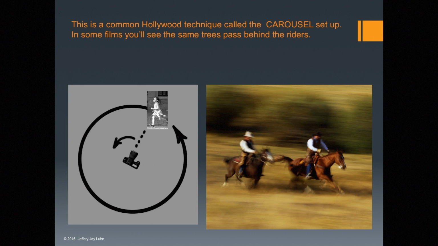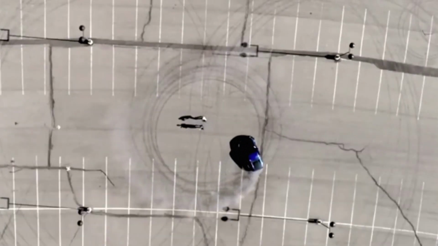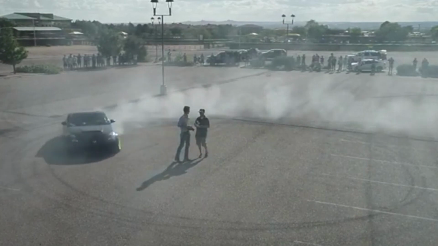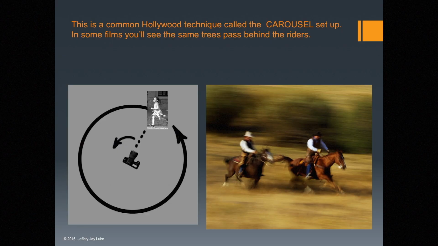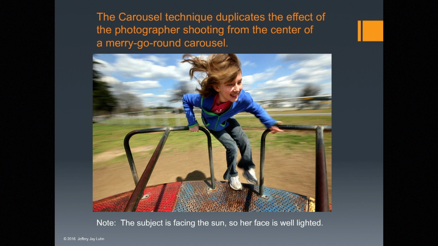This is a common Hollywood technique, this panning technique. You'll also hear it as a carousel setup. You'll see the same trees pass behind the riders because the camera is on a lazy Susan or a carousel. The camera is panning with the subject. The carousel technique duplicates the effect of the photographer shooting from the center of a merry-go-round carousel. This is another great way to get a blurred background. This, in essence, is kind of a hybrid panning technique.